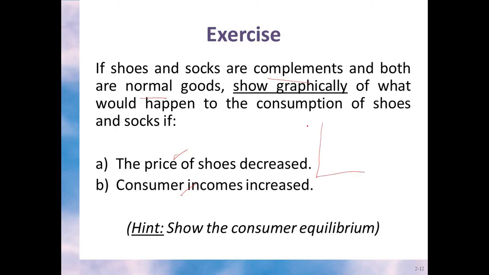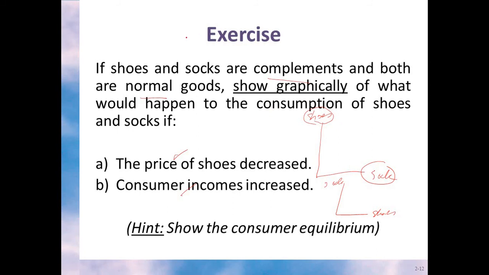It's just that on the y-axis and x-axis, instead of X and Y, you put shoes and also socks. It depends. If you want to make socks Y and shoes X, that is also possible. Make sure that your y and x axes are the products. That is basically consumer equilibrium.